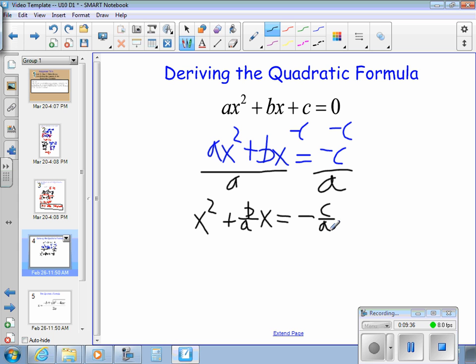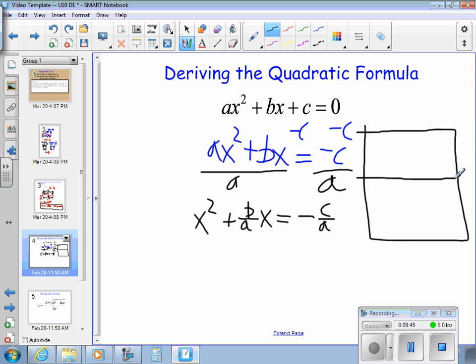Now, let's take a look at our box. If we're creating a perfect square here, and that's what we want to do, is create a perfect square so that we can use the same method we've been using. Well, my x squared, of course, goes there. And these two boxes that we combine, for this to be a perfect square, they need to be exactly the same.